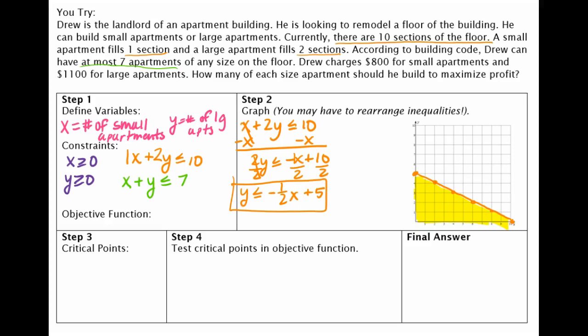Now let's take a look at the green line. I'm again going to have to rearrange. So I have x plus y is less than or equal to 7. I'm going to subtract the x term. So I would have y is less than or equal to negative x plus 7. So my y-intercept is 7 up here. And then when I do my slope, it's going to be down 1 and right 1.